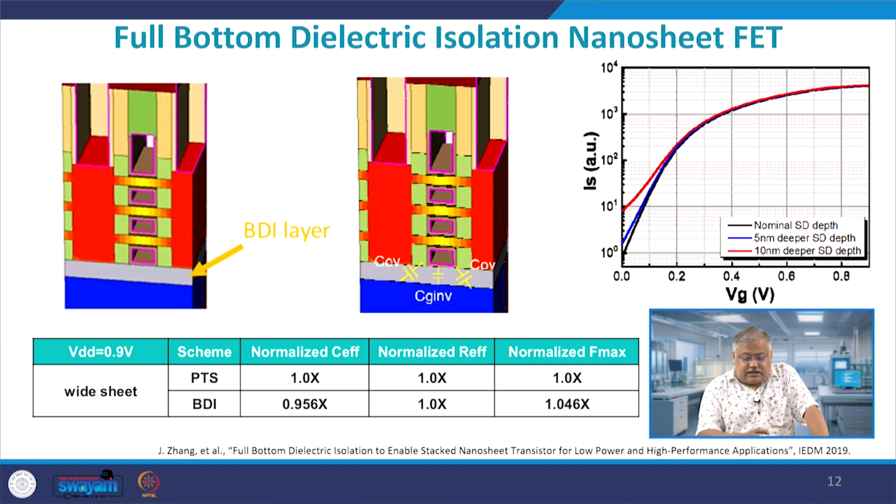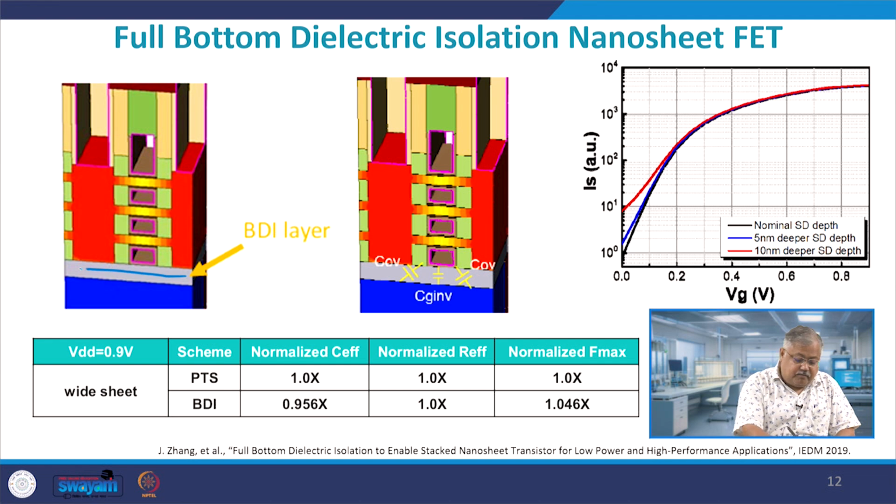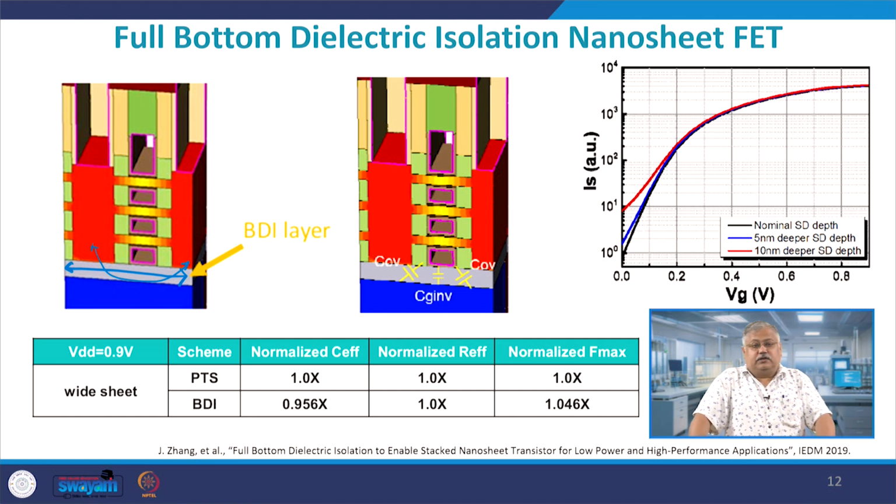Now, let us come to the last part of the understanding of this structure, and that is your BDI. BDI is bottom dielectric isolation, and what I do is, below source and gate, I make a silicon dioxide layer, so that charge carriers cannot move from this point to this point and vice versa. This is known as bottom dielectric isolation in nanosheet FET, and we do a full bottom dielectric. The cost you pay for it is overlap capacitances and gate to inversion capacitances being formed for the last gate.